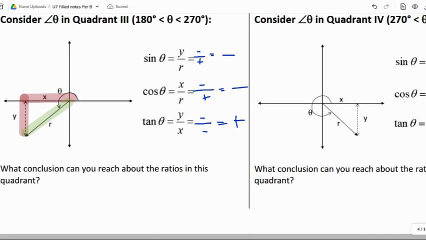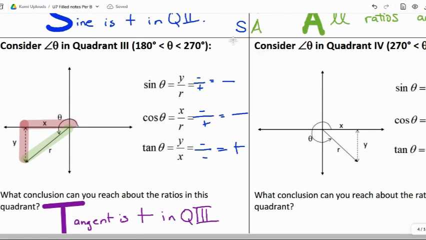So what is our conclusion? Tan is positive, right? So we draw a big T. Tangent is positive in quadrant 3. And on the origin, I will draw a purple T for myself. So far I've got AST.